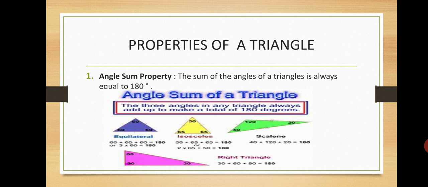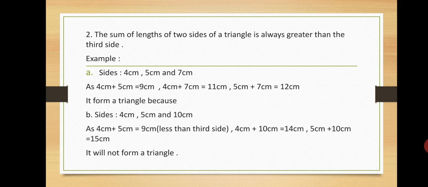Okay. The second property is the sum of the lengths of any two sides of a triangle is always greater than the third. Means if we add any two sides, that should be more than the third side. Let's take an example. If the sides given are 4 centimeter, 5 centimeter and 7 centimeter. If we add the two, means 4 and 5 centimeter, that is 9. 4 and 7, 11. 5 plus 7, 12.